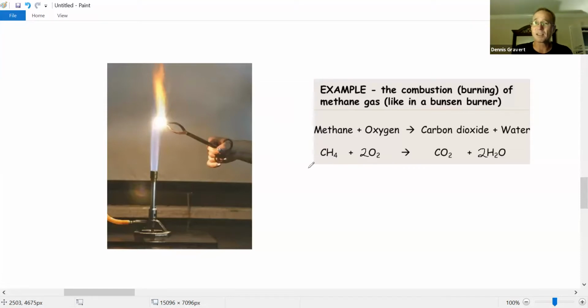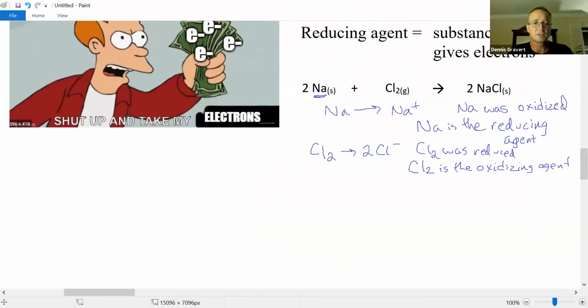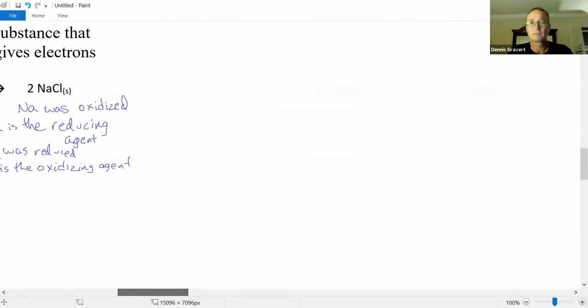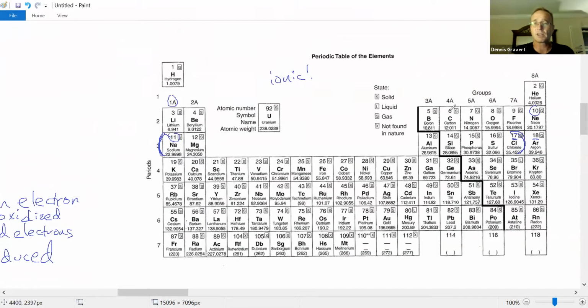If we look at this chemical reaction, we've got methane, CH4. What kind of bond exists between carbon and hydrogen? Ionic or covalent? Well, let's go check out the periodic table. I misplaced it. Where'd it go? Here it is. Carbon, what are you, a metal or non-metal? Well, it's on the right side of the staircase. It's a non-metal. Hydrogen, what are you?